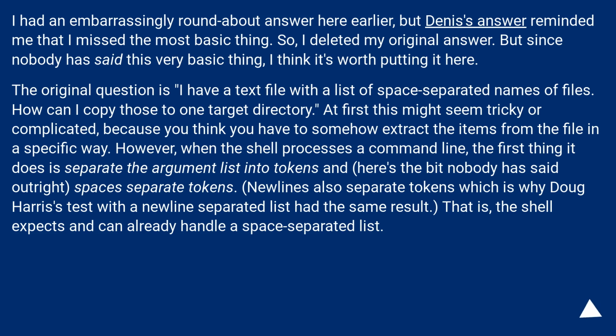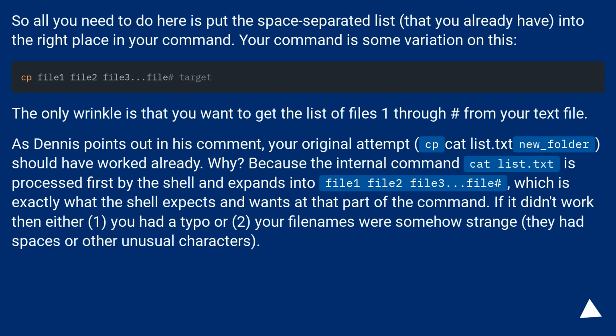However, when the shell processes a command line, the first thing it does is separate the argument list into tokens, and here's the bit nobody has said outright: spaces separate tokens. New lines also separate tokens, which is why Doug Harris's test with a newline separated list had the same result. That is, the shell expects and can already handle a space separated list. So all you need to do here is put the space-separated list that you already have into the right place in your command. Your command is some variation on this.